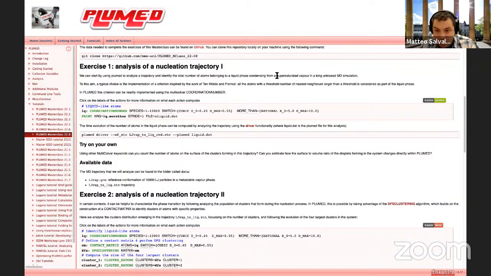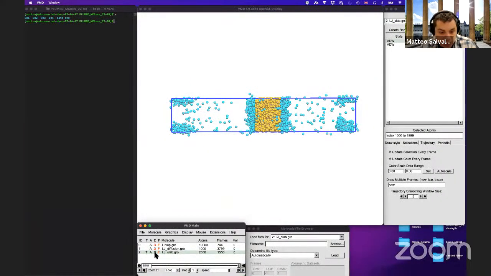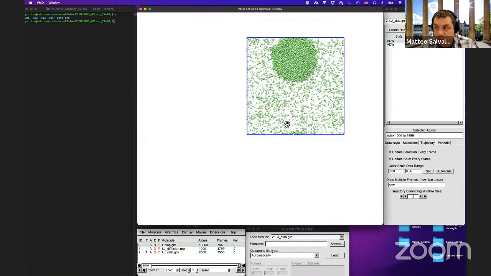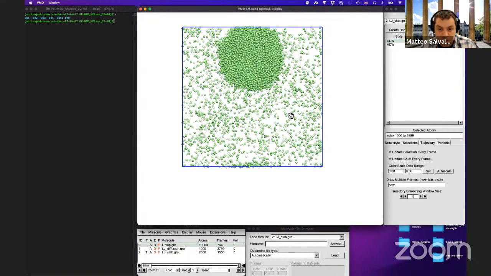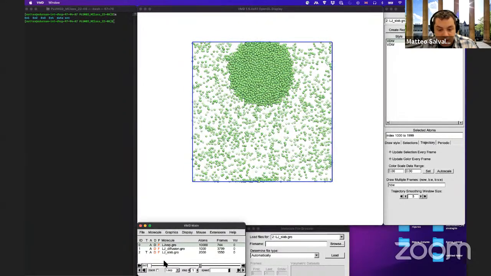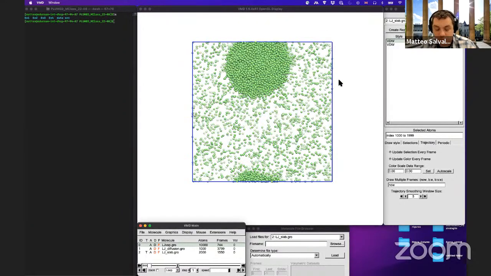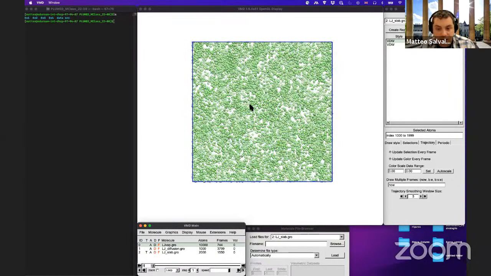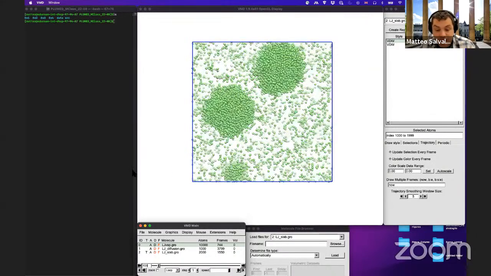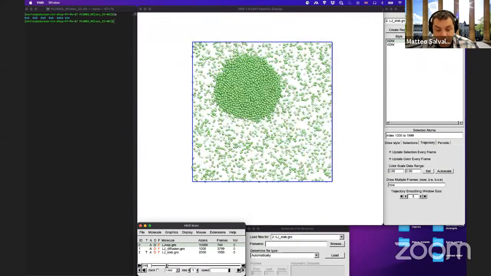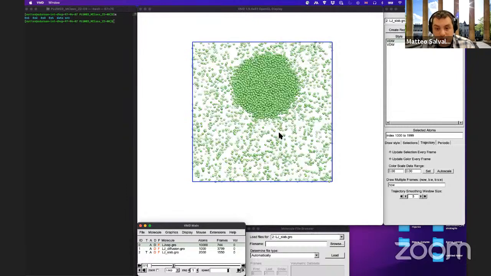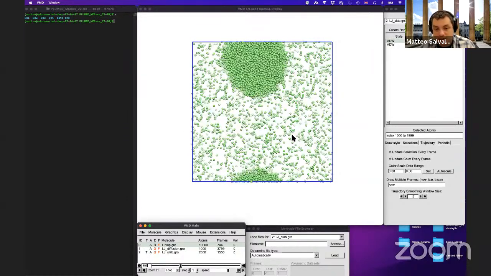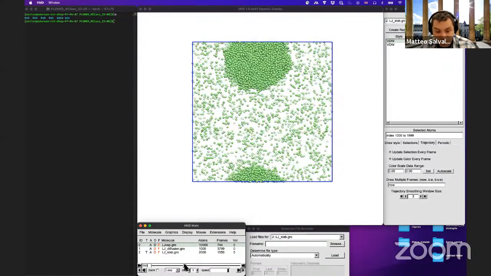And just to have an idea of what I'm talking about, this is the system that you will be playing with in exercise number 1. And this is the final state. The initial state is a supersaturated vapor. Essentially what happens in this simulation is that as the density is larger than the equilibrium density for the system at this temperature, the process evolves and clusters form and aggregate into a single spherical droplet.